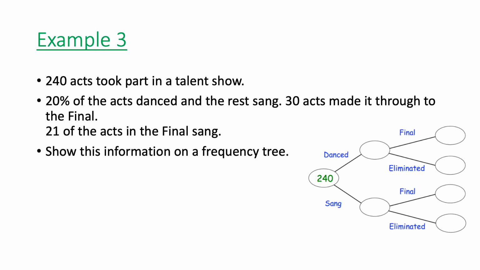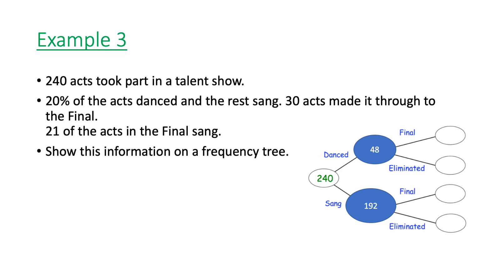So straight away, 20% of the acts, so 20% of the total, danced. 10% of 240 is 24, so 20% is going to be 48. So that's figured out. Straight away, I can work out the rest: 192. And the next part says 30 acts made it through.